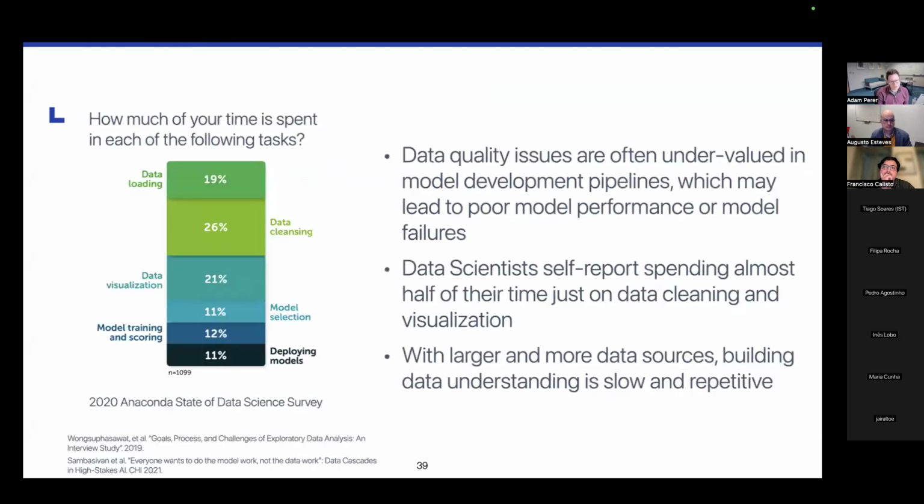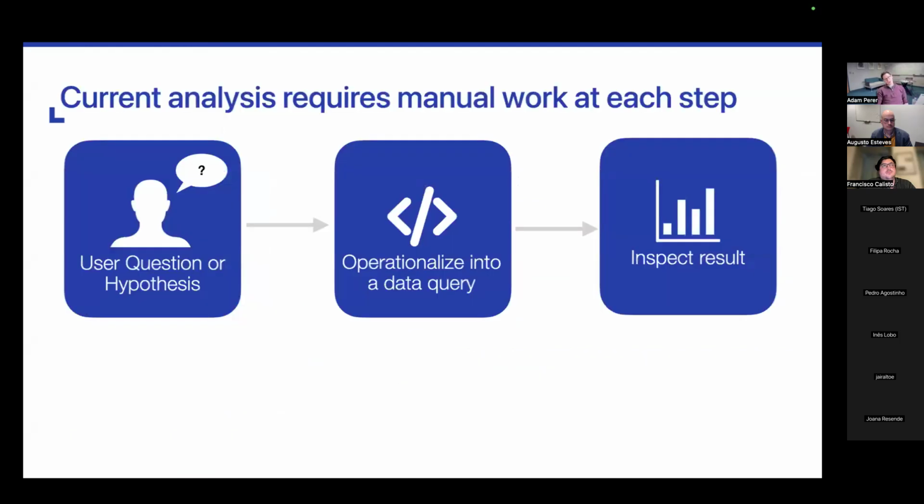In fact, there was even a survey a few years ago called the State of Data Science Survey, and it produced some nice evidence that data quality issues are often undervalued when people are building models. Data scientists self-report spending almost half their time just cleaning data and looking at it. And with larger and more data sources, building data understanding has become slow and repetitive. That's because current analysis requires a lot of manual work at each step.